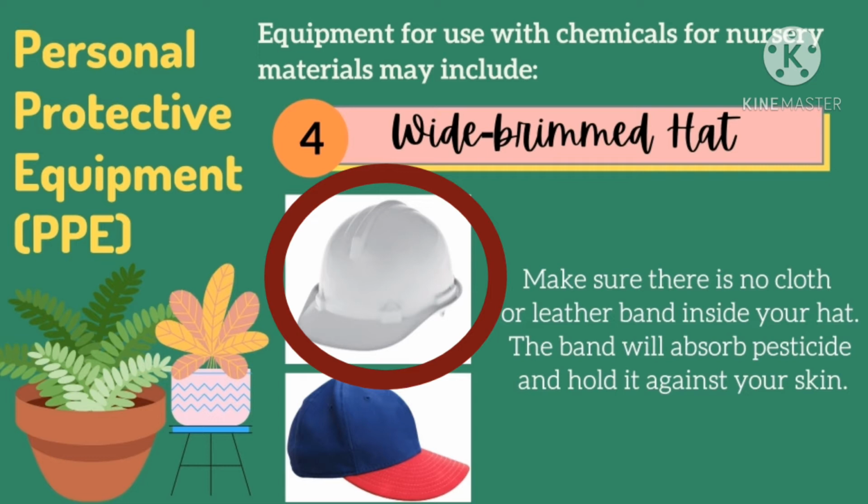If wearing a rubber rain hat, make sure it does not have a cloth lining. The cloth on this ball cap will absorb pesticide and the neck will be unprotected. Remember, make sure there is no cloth or leather band inside your hat. The band will absorb pesticide and hold it against your skin.